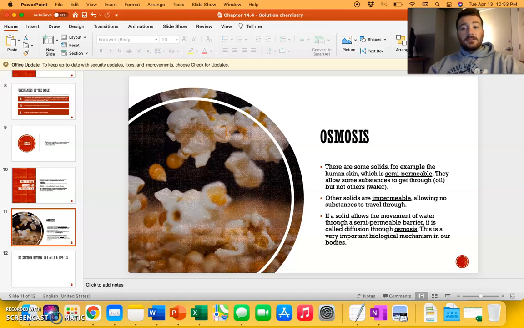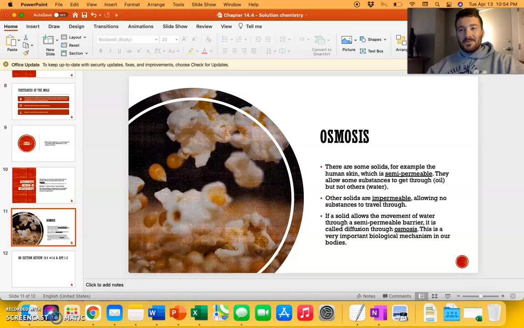There are some solids, for example, the human skin, which are semi-permeable, allows some stuff out, like oil. Your skin allows some oil to be secreted out. Teenagers in particular have a lot of oil that leaves their skin, but not other things, like water. Now, some water is allowed to get through in the form of sweat, which is really a mixture of some random salts with water. But for the most part, water does not enter our body from the outside.